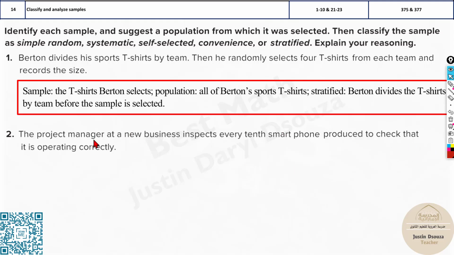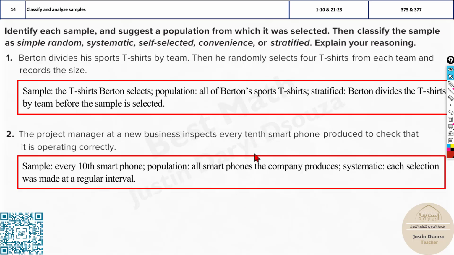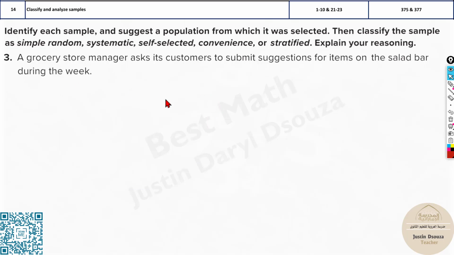Now, what is the population here? Population is all the smartphones, whatever is there. And the sample is the 10th smartphone, that is every 10th smartphone that is selected. Sample is every 10th smartphone because that is only being tested, right? Population is all the smartphones which are being produced in that company, and it is a systematic way of sampling. Now, you will have the 4 options. You just have to read the sentence and see the options and you can easily understand. See, now, if this is 10th, you can easily eliminate the other options. It is systematic. Whereas over here, it has to be stratified.